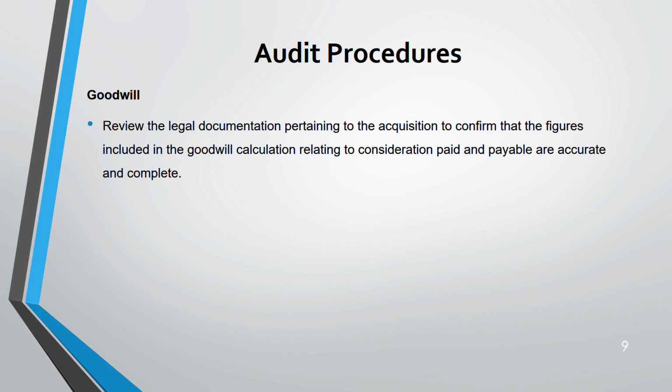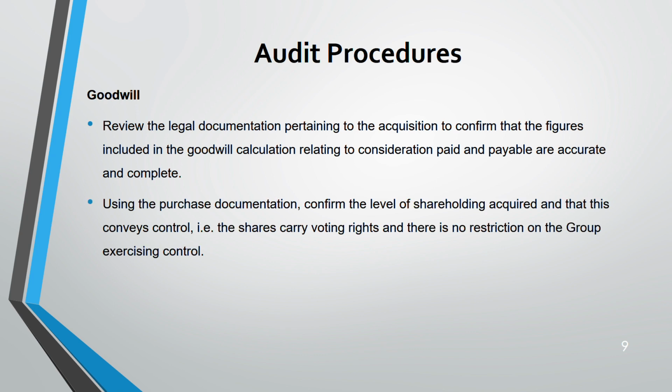What is the formula for goodwill, by the way? A very good question. It is the fair value of consideration that you have paid, plus your NCI, non-controlling interest, if you have any, minus your net assets. To check whether the consideration that you have paid to acquire is accurate, you can go through the legal document. There the consideration paid will be stated. Because only if your consideration paid is correct will your goodwill calculation be accurate as well as complete.